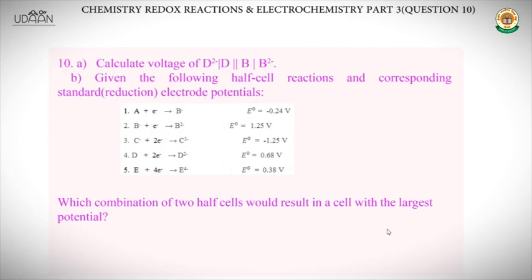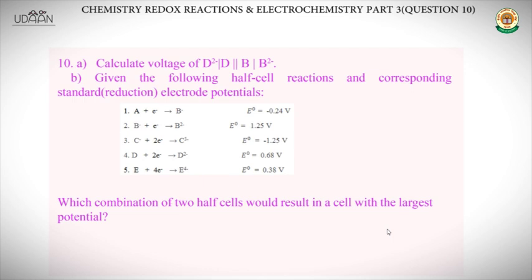Alright, so in this question we have to calculate certain voltages and standard electrode potentials, and also calculate certain combinations of cells which would give us the required conditions mentioned in the question. So basically the question has two parts. In the first part we have to calculate the voltage of the given electrolytic reaction D2 minus D to B to B2 minus. And as you can see in the table in the figure, all the corresponding reactions are given along with their corresponding E0 values.